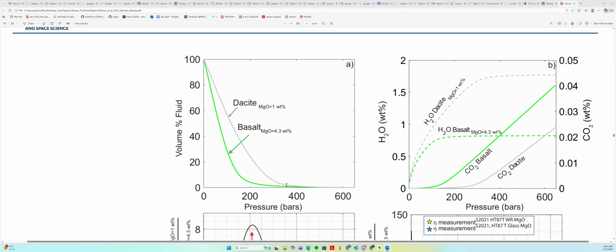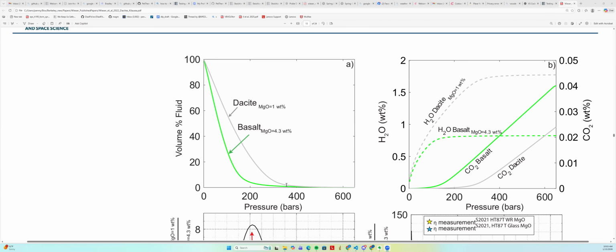What we're able to do is divide these lines by one another, looking at the volume of fluid in the dacite divided by the volume of fluid in the basalt. You can see at about 200 bars, or about 800 meters depth, you have 8 times more bubbles forming in your dacite, which really allows those gas slugs to form and produce those Strombolian explosions.